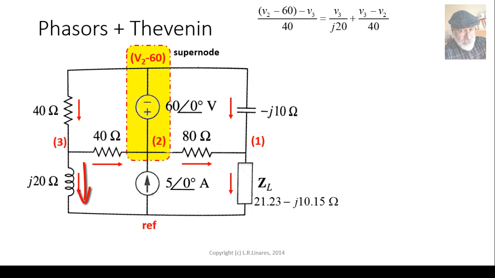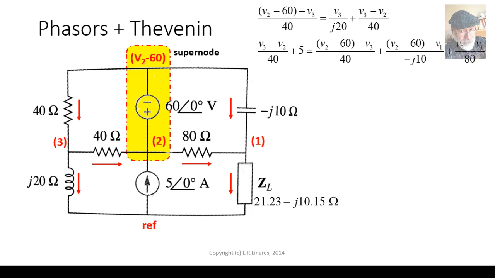That is V3 over j20 here at the bottom. And then to the right, V3 minus V2 over 40. That is our repeat KCL3. And this one, that is the KCL equation for the supernode. Observe that the supernode has 1, 2, 3, 4, and 5 currents. That's correct. 2 currents going in, V3 minus V2 over 40, and 5 amps. And all the other 3 currents are leaving the supernode. I invite you to check them carefully.